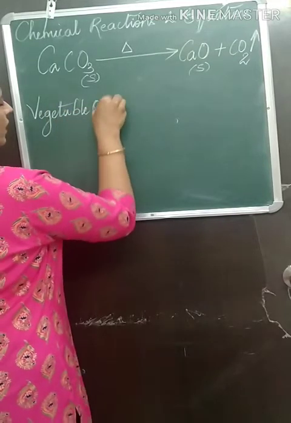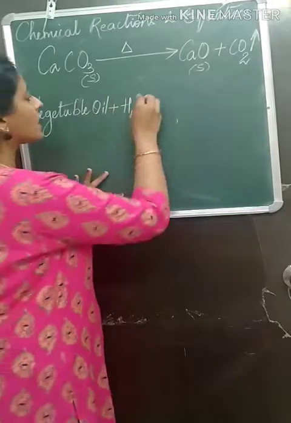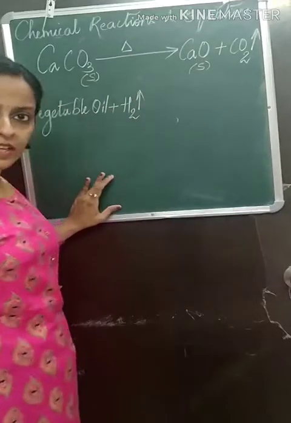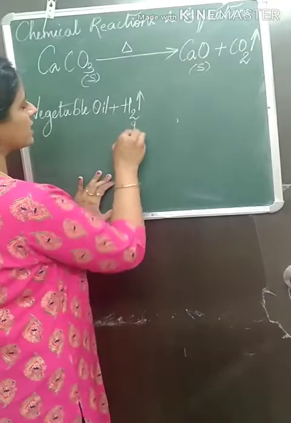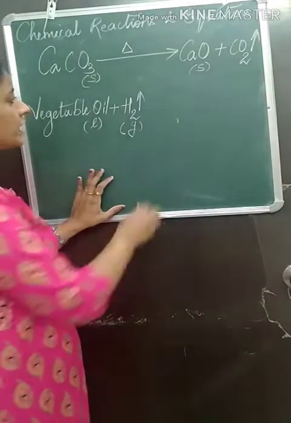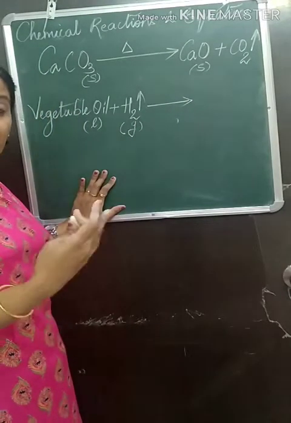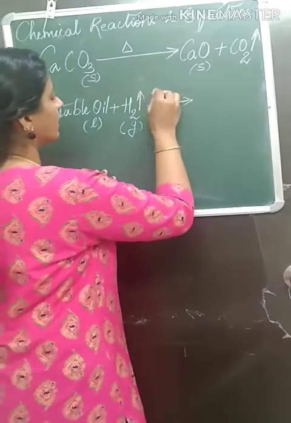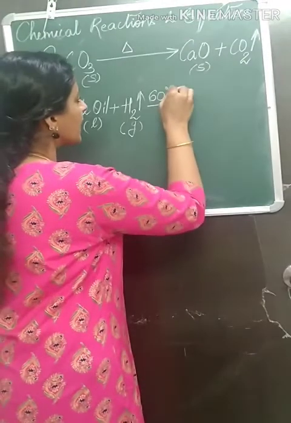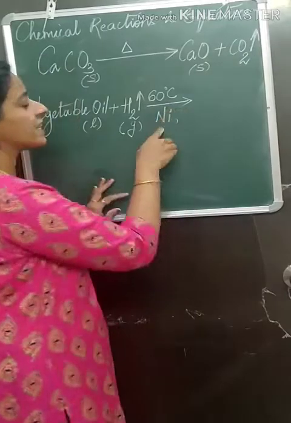Vegetable oil, when it is passed through hydrogen gas, so for hydrogen gas you will show the arrow in the upward direction, or you can write G. Vegetable oil is in liquid form, so the state is also mentioned. Gives, now above this arrow, the important criteria that you have to mention here: the temperature should be strictly 60 degrees Celsius and it requires a catalyst, nickel.